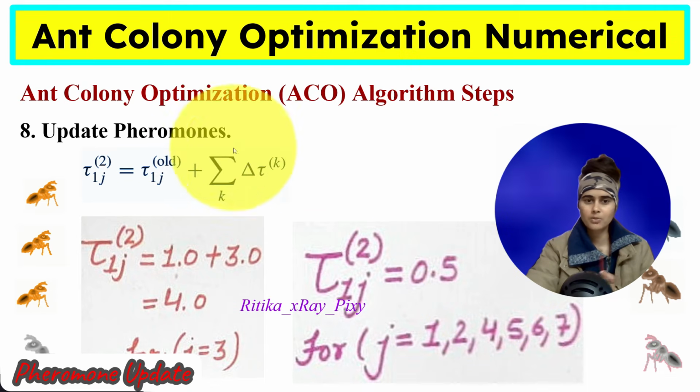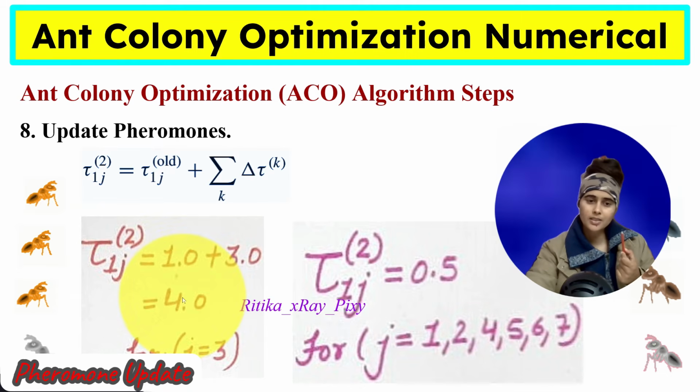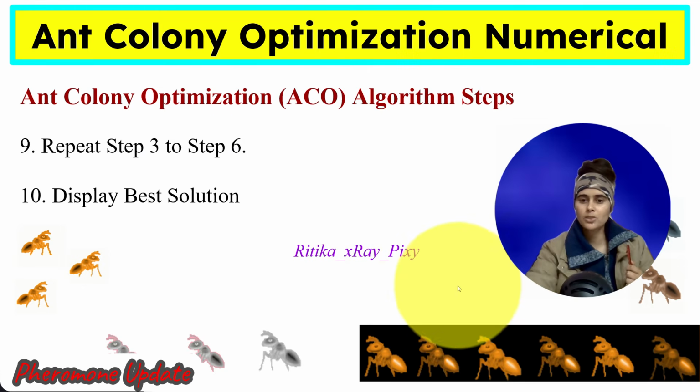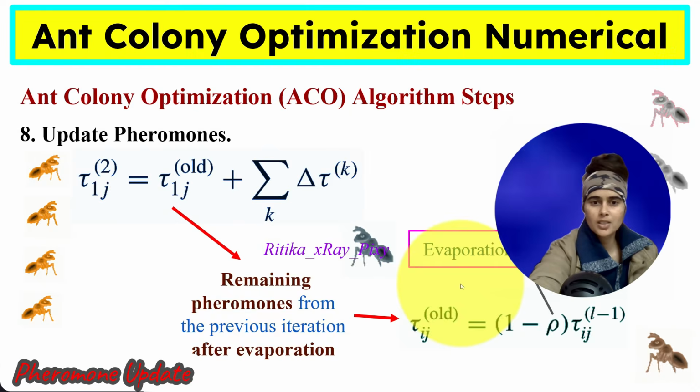Now we will update pheromones, that is older plus best ant. So we have one ant that took the best solution. So for that route we have 1.0 plus the best ant 3.0. We got 4.0. So this is only for the third route, that is the best route selected by the ant. And for the other routes, routes 1, 2, 4, 5, 6, 7, we have the pheromone value 0.5.